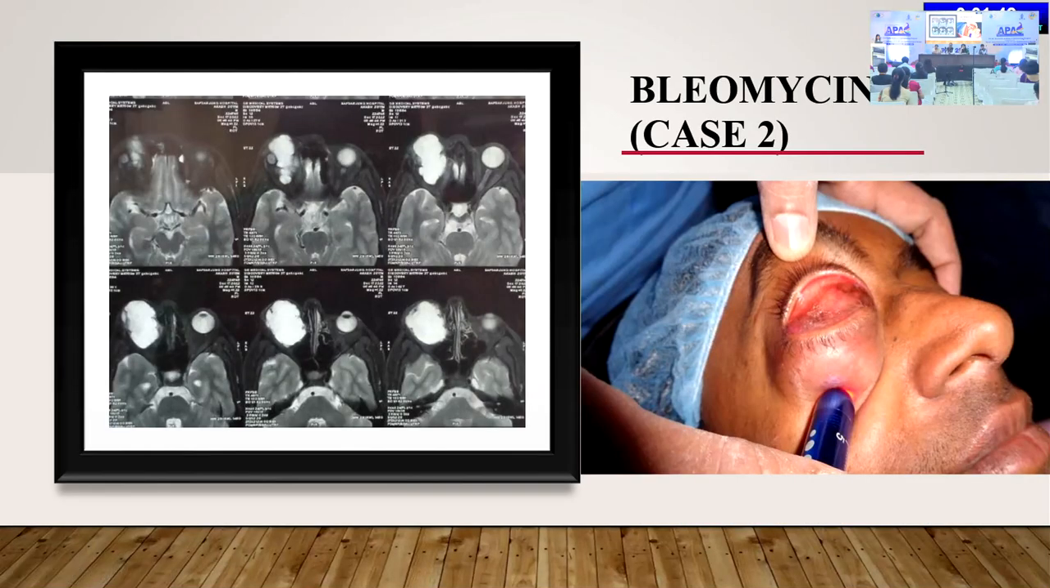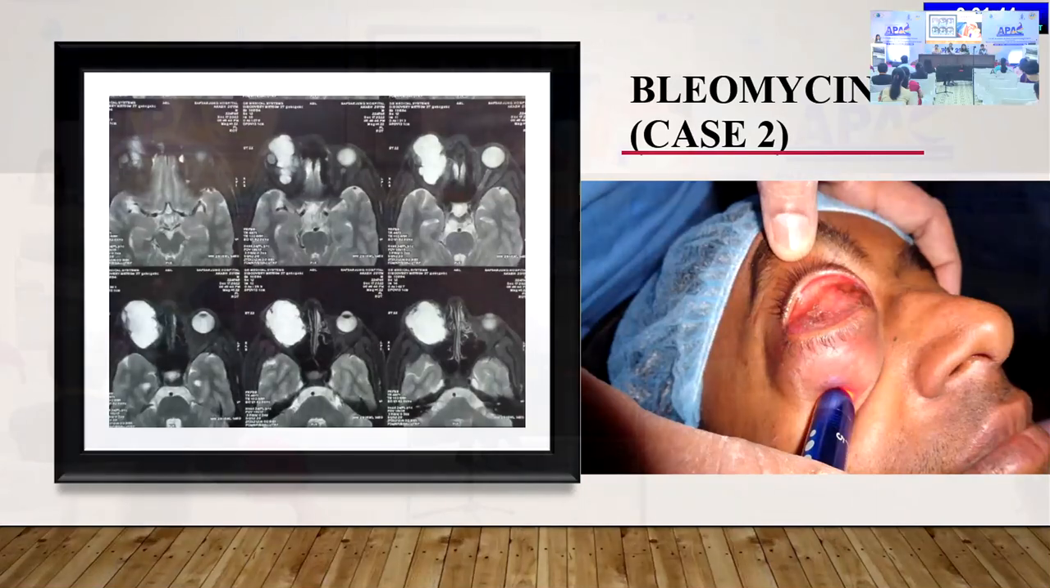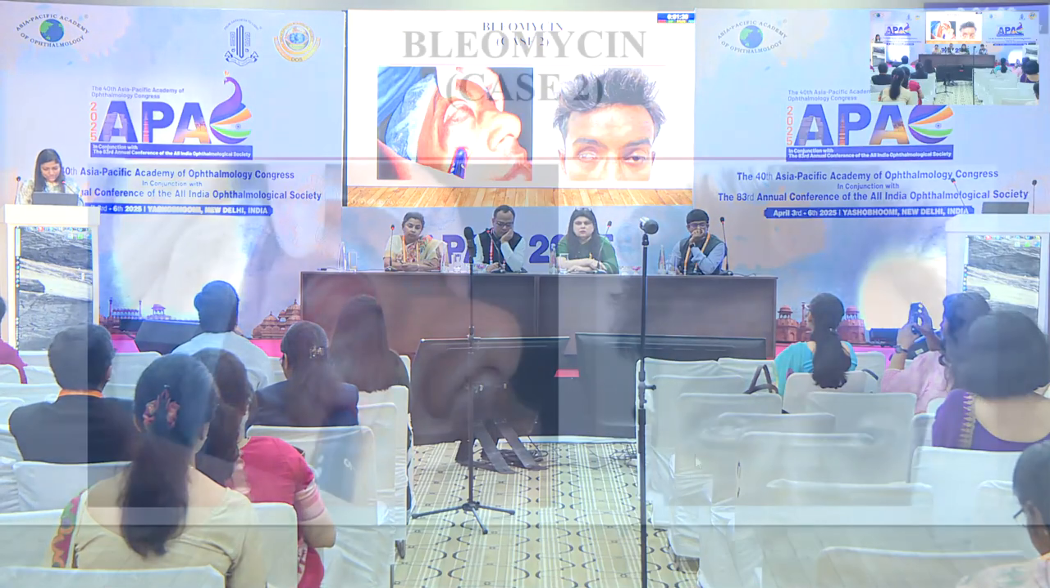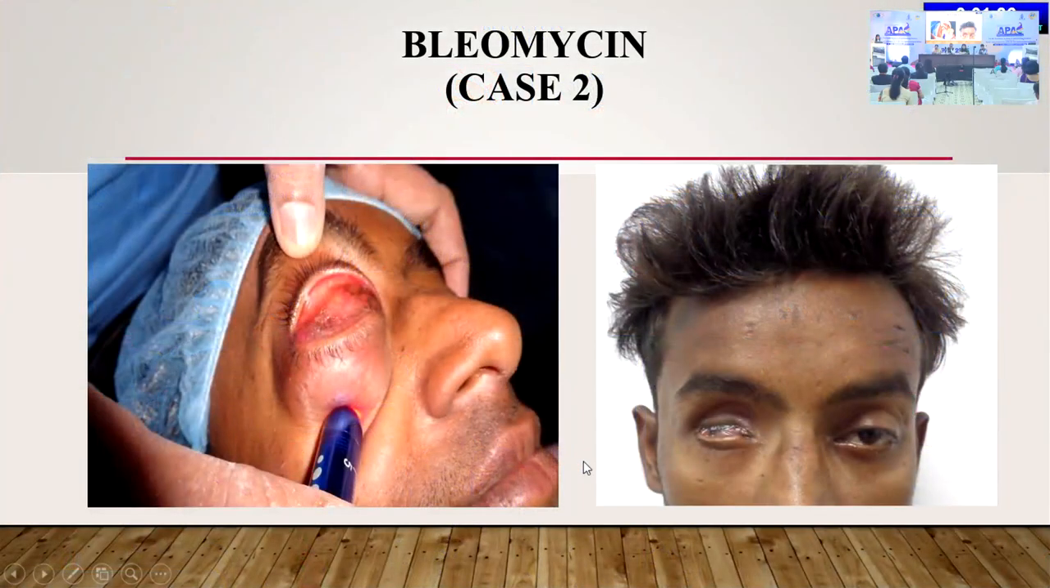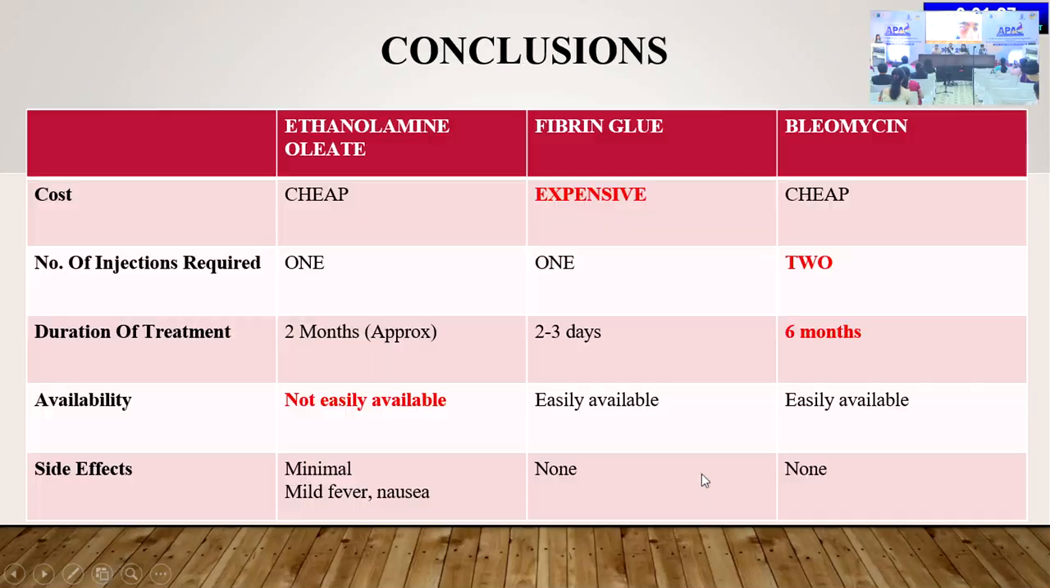This is one more case in which we used bleomycin, and again the cyst occupies the whole orbit till the apex. This is after the first injection. The patient had swelling again, so we gave a second injection, and later on the cyst completely resolved. Overall, we used a sclerosing agent in 7 cases.